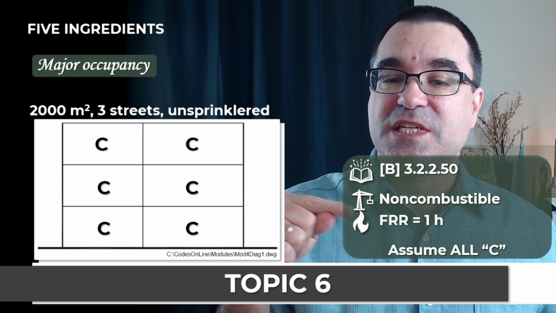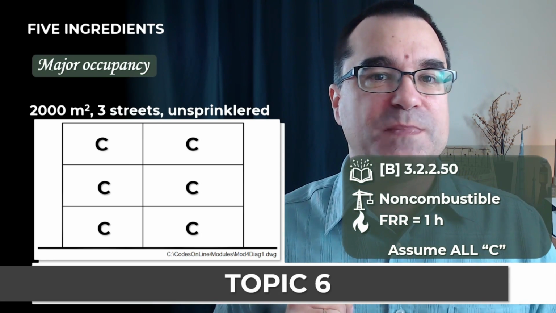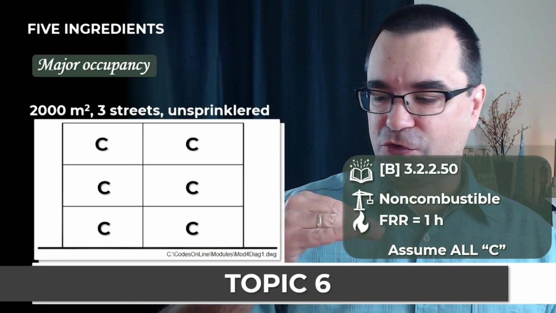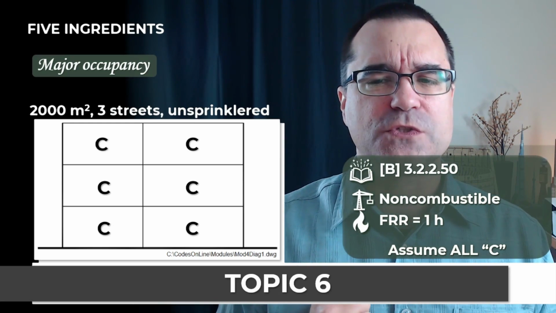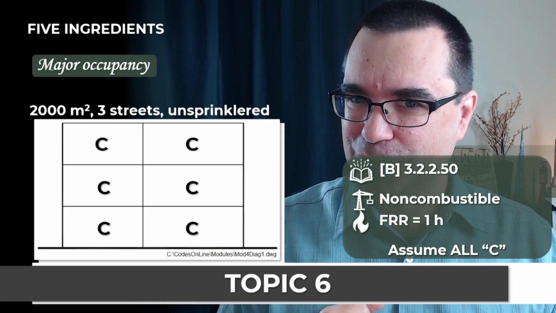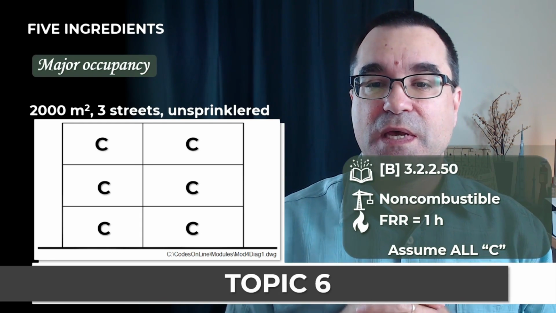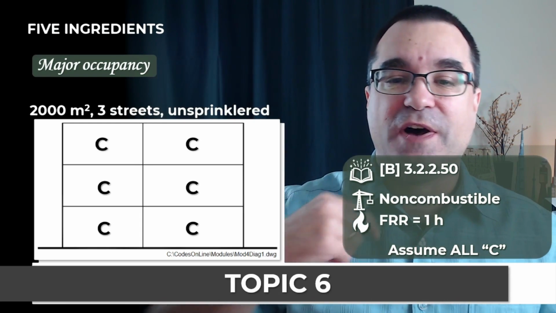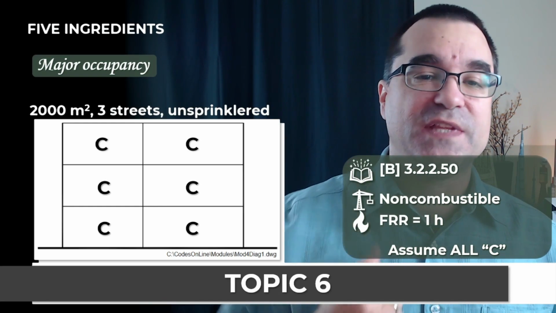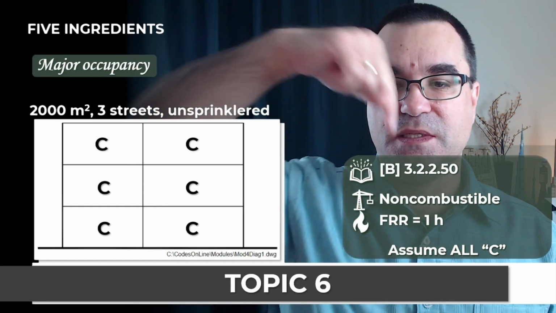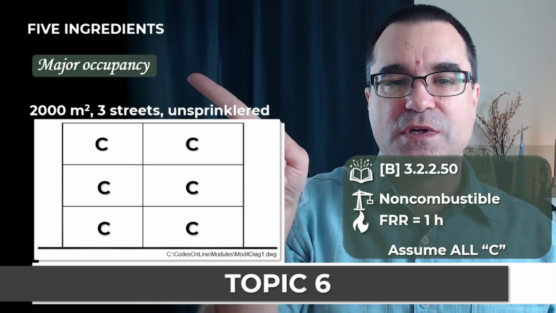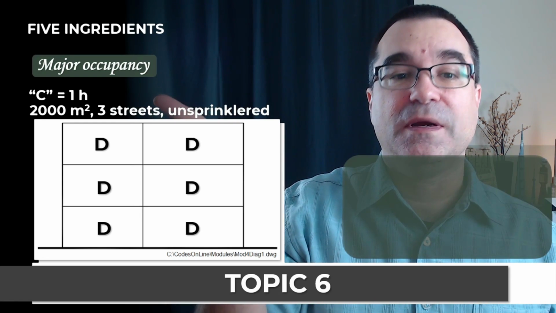Also, the fire resistance rating of that construction must be 1 hour for floors, roofs, and I think load-bearing walls too. We'll learn more about what that means in topic 7. Okay? But this is what we learned in topic 5. Let's assume everything was a C major occupancy. These are the results we get. So I'm going to put that result right up here.